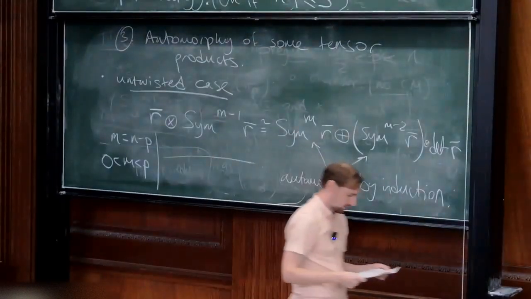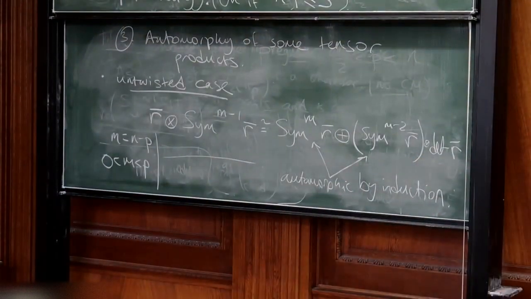So let's rearrange slightly. I'm going to think about how we might hope to get from automorphy of this untwisted tensor product to automorphy of a tensor product with the Frobenius twist, which is what we really need. Section 4.